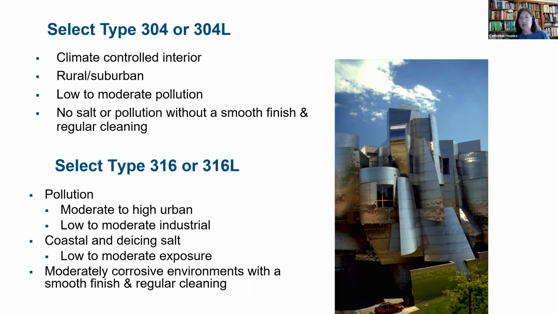For other applications, if you're simply cold forming, then you don't need that low carbon. Type 304 is fine for climate controlled interior applications, rural and suburban areas. But if there's going to be pollution, even if it's fairly low levels, or salt exposure, it may not be the right choice, especially if it's aesthetic and you want it to be stain free.